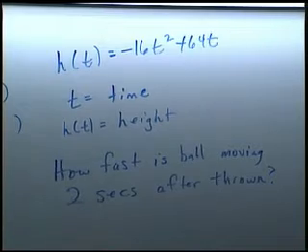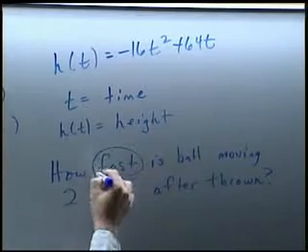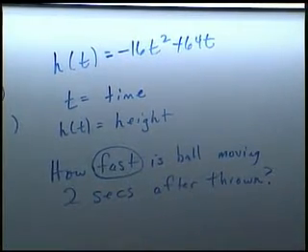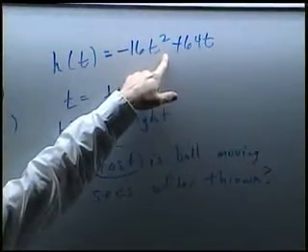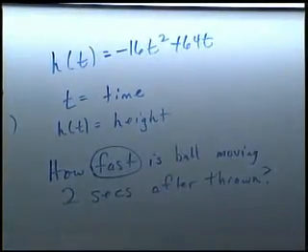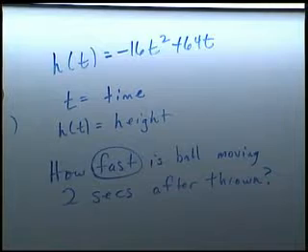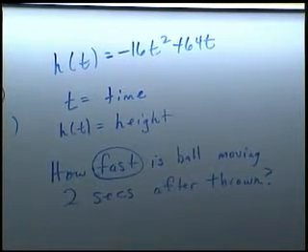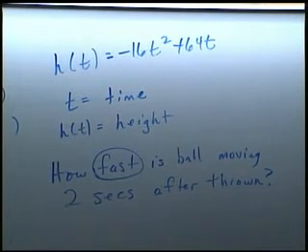The key thing here is they ask the question, how fast is the ball moving? So is that really just asking us to take 2 and plug it into this equation? No, they don't want to know how high the ball was after 2 seconds. They want to know how fast it was moving. Thinking back to your physical science courses, what does it mean when we talk about fast? What concept? Speed, which is distance over time. Exactly.